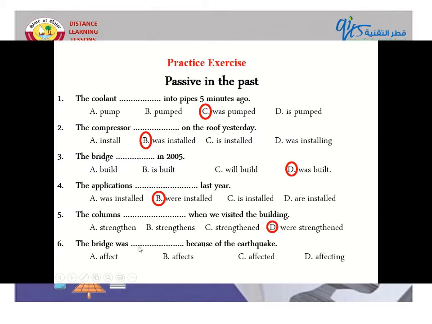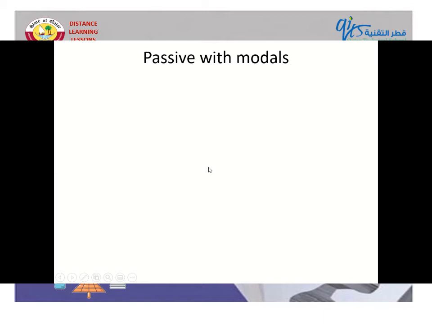because of the earthquake. So already we have was taken care of. We only need the past participle. A, wrong, B, wrong, C, correct. So quickly, let's go to passive with modals.